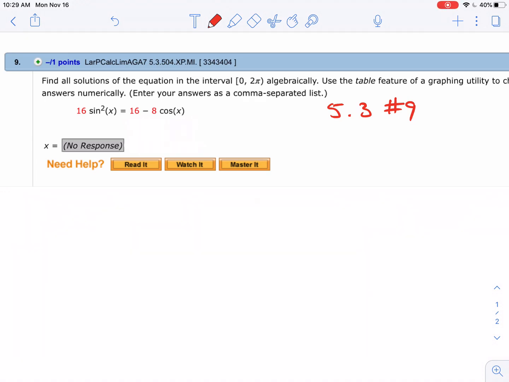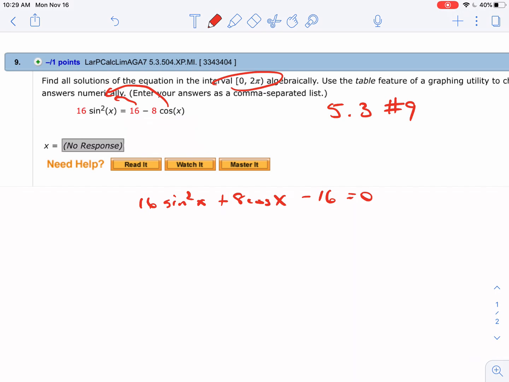Okay, so for 5.3, number 9, I'm going to start by bringing everything over. And also pay attention at the beginning, they want radians for our answers. So I have 16 sine squared of x plus 8 cosine of x minus 16. So I'm going to get set up that way.